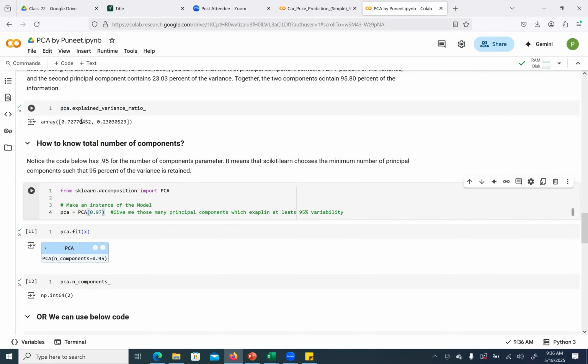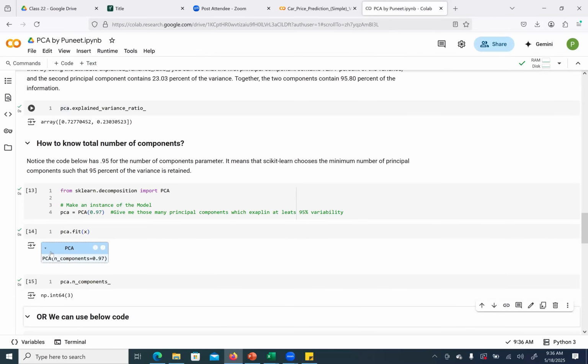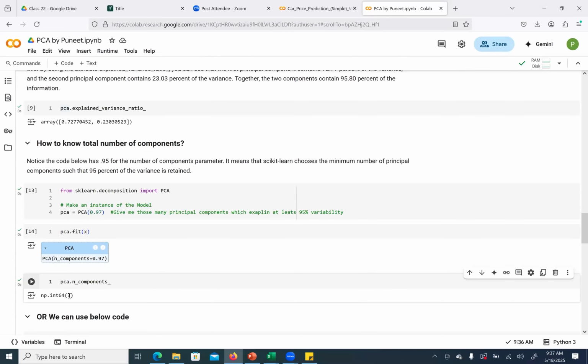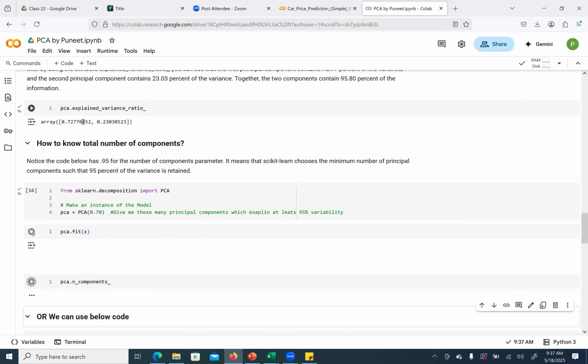Will these two together be able to explain 97% variability? No. So I'm expecting at least more than two, so at least three, right? Let's see. Now the number of principal components is three. If I hypothetically make it 70, then how many principal components will it give me? One, because one single principal component will be able to explain more than 70%. Now it is one.